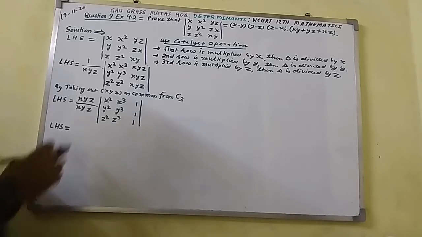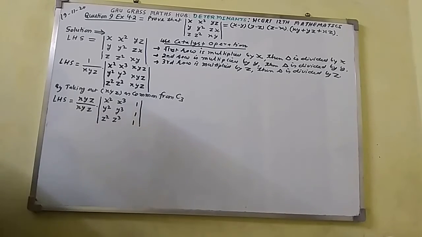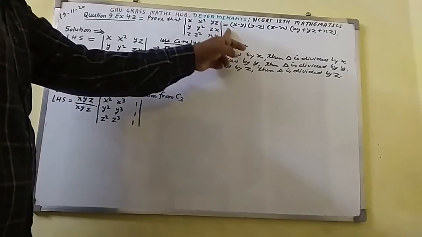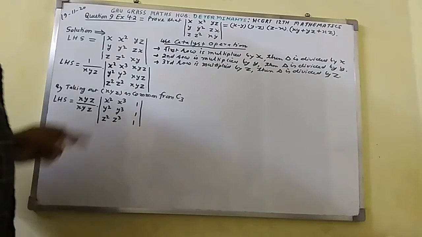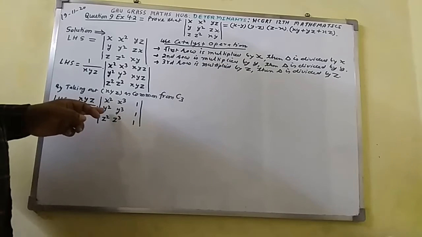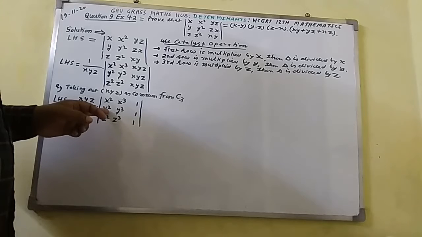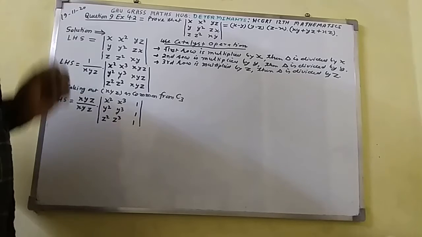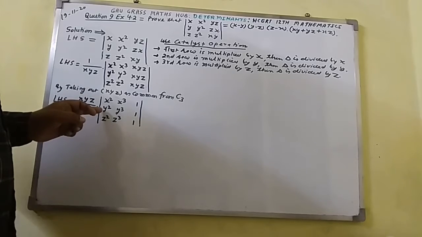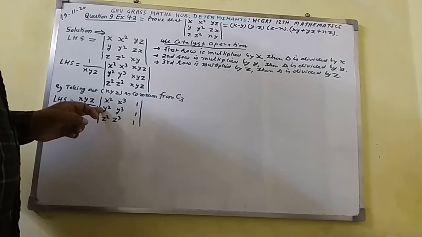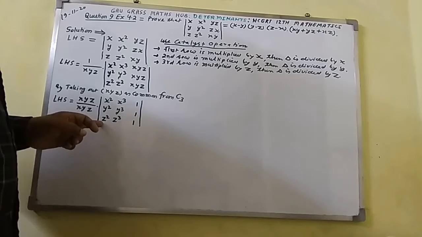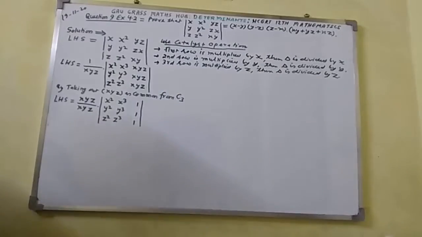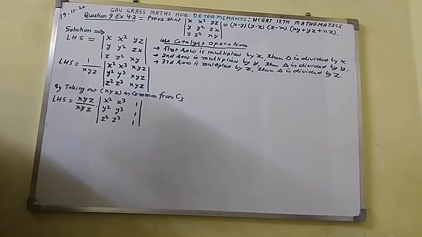And here I shall use the property. Here you can see in RHS x minus y is there and y minus x, z minus x. So here if I subtract R2 from R1, I can easily get x minus y. And also if I subtract R2 minus R3, I shall get this one. So use the property here.